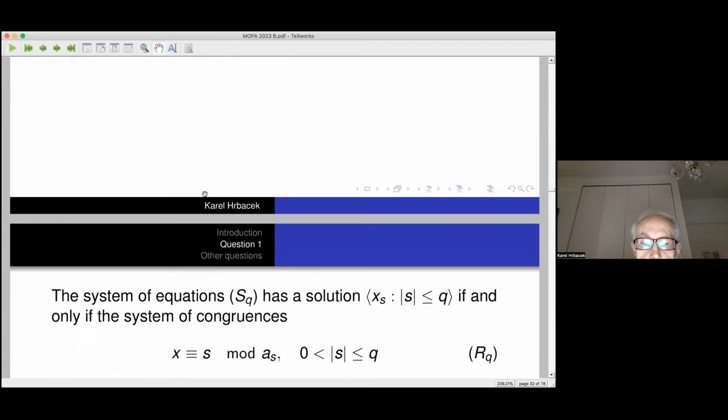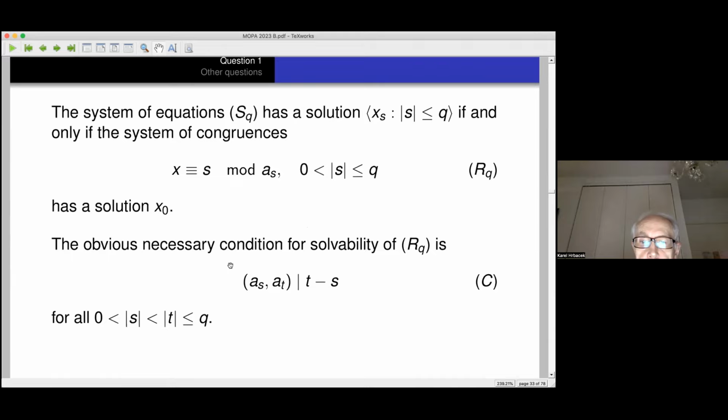In other words, d divides s minus r. So the necessary condition for solvability of this system of congruences is that the greatest common divisor of a_s and a_t divides t minus s for all s and t. Now, what does this actually mean? It means that if you take a power of a prime, like p to the k, that divides both a_s and a_t, that means a_s and a_t are congruent modulo p to the k, then t and s are also congruent modulo p to the k. In other words, all the coefficients that are divisible by p to the k must be in the same congruence class modulo p to the k.